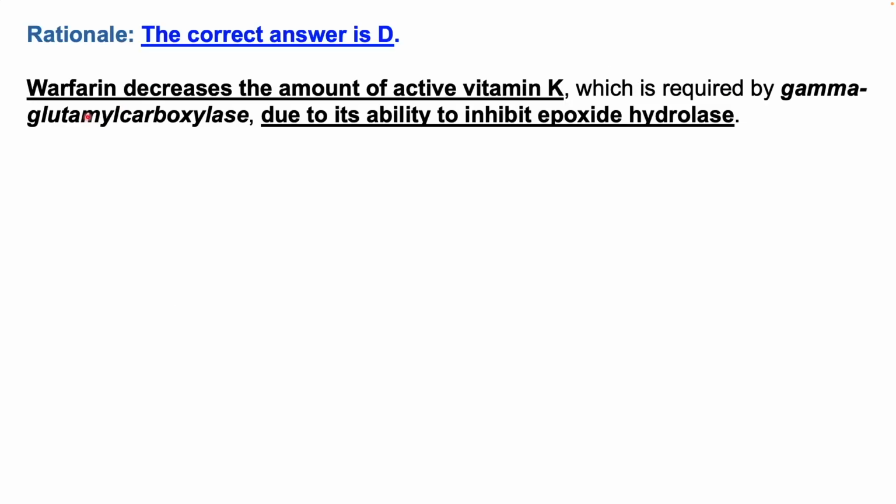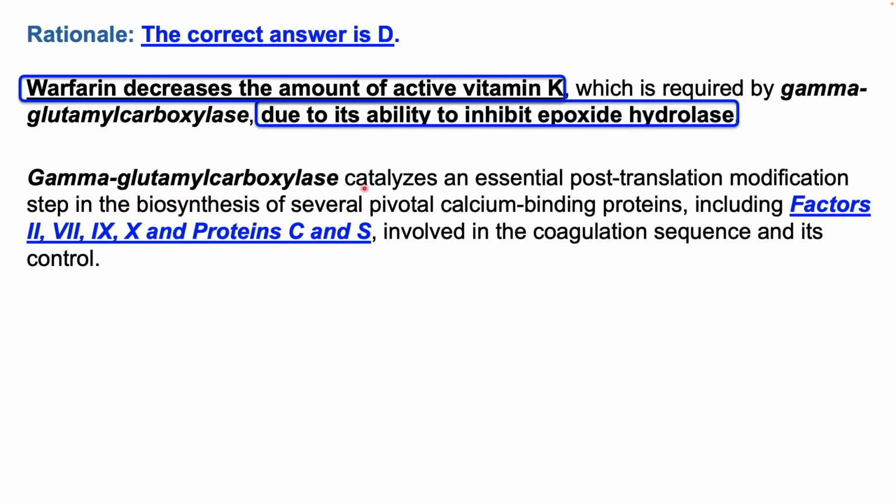By the end of this lecture, you'll be able to understand that warfarin decreases the amount of active vitamin K. Moreover, you'll understand the nuances of vitamin K being required by gamma-carboxyglutamate and that warfarin inhibits epoxide hydrolase. Turns out gamma-carboxyglutamate enzyme catalyzes an essential post-translational modification step in the biosynthesis of factors 2, 7, 9, 10, protein C, and protein S. All of these factors are involved in the coagulation sequence and its control, with 2, 7, 9, and 10 being pro-coagulation and protein C and S being anti-coagulation factors.